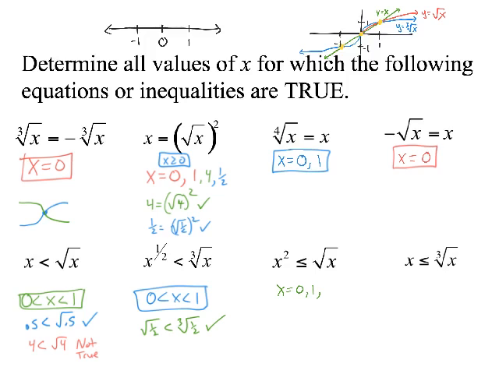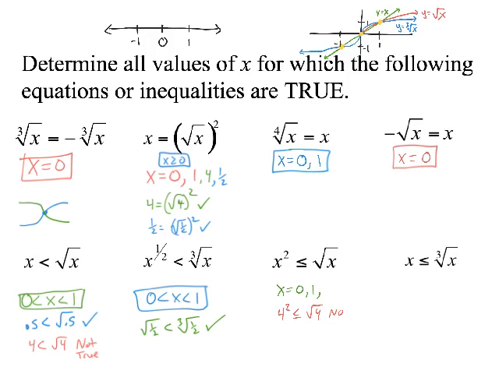So can we try between 0 and 1 or greater than 1? So let's try a number greater than 1. Let's try 4. Is 4 squared less than or equal to the square root of 4? No. That's a no. So I know something bigger than 1 doesn't make sense. Any number bigger than 1 will go, no.